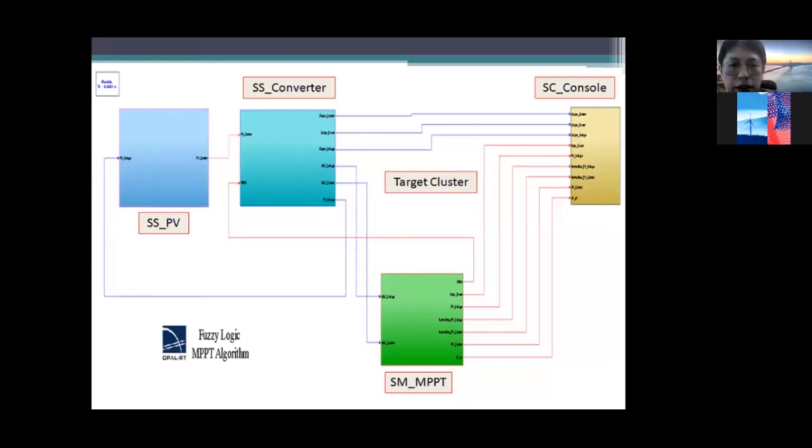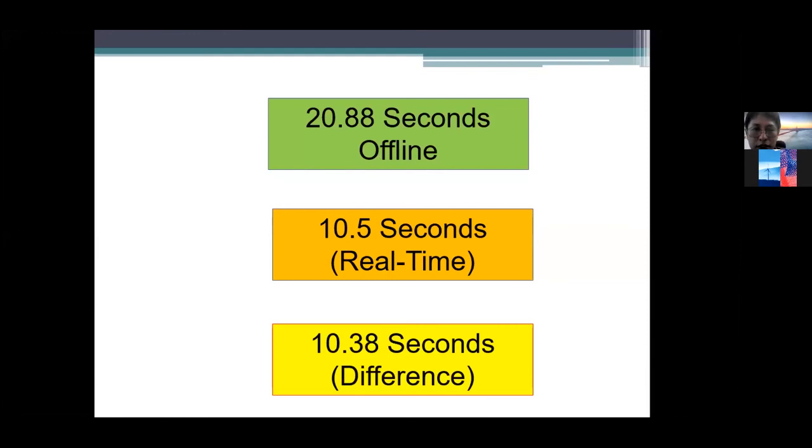Okay, so we have the host PC. The offline simulation average is around 20.88 seconds, and there is a big difference, almost half, of around 10.38 seconds. So this is a very big advantage of the Opal RT machine, because whatever the response of that machine will also be the same response for the experimental setup when we set up the corresponding system with the actual rooftop solar PV.